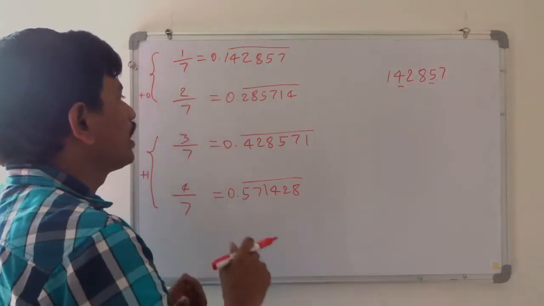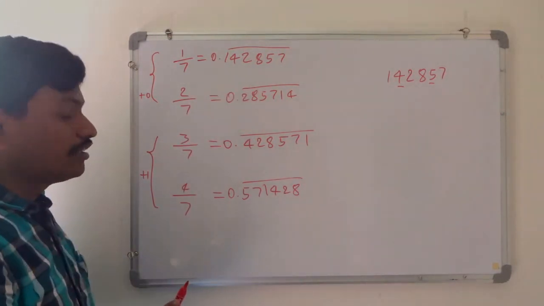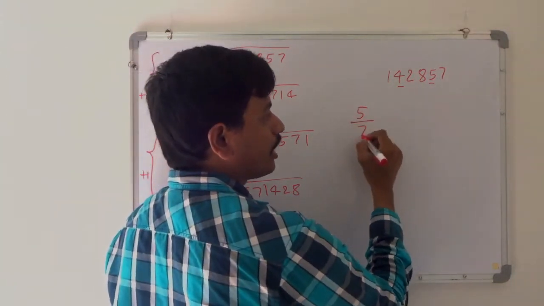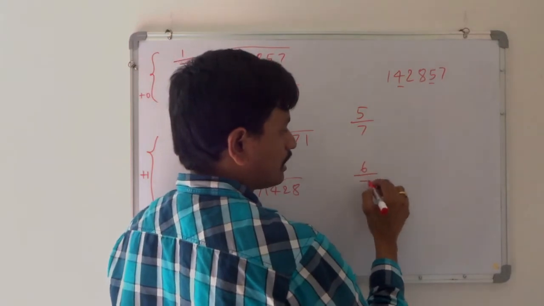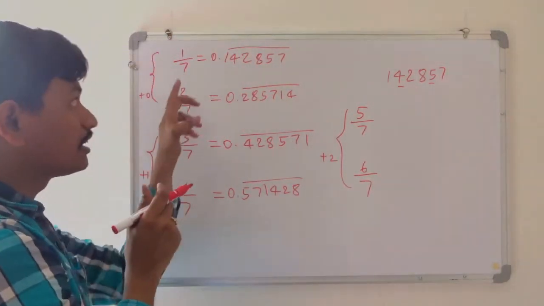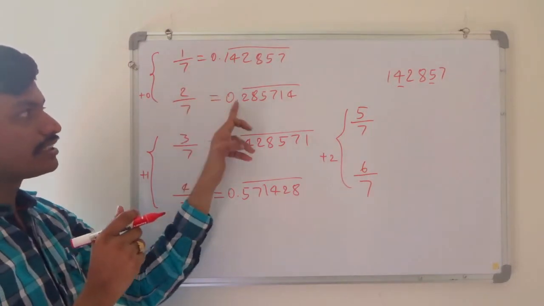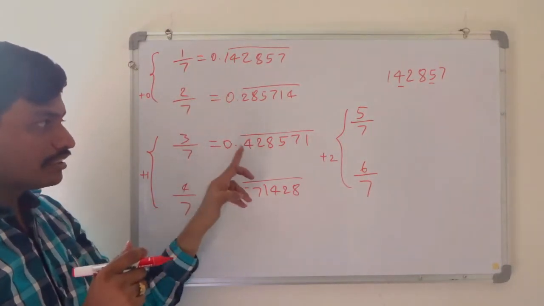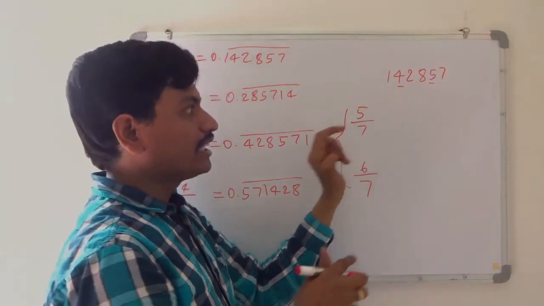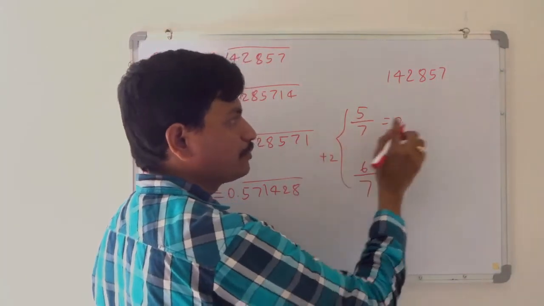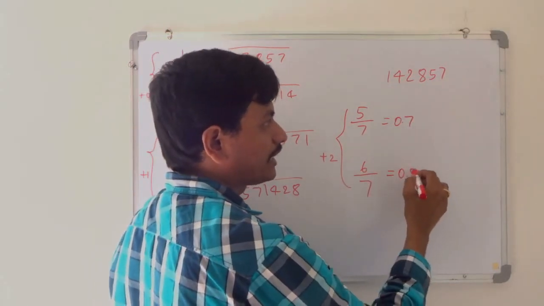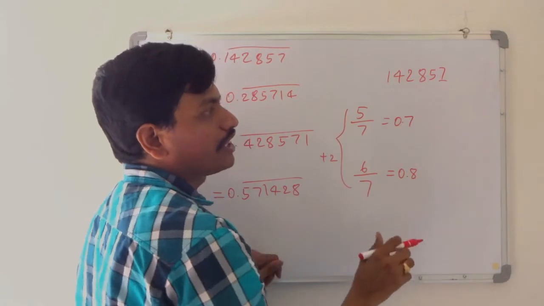Like this we can find for 1, 2, 3, 4, and 5, 6 are different. For 5 by 7 and 6 by 7, we have to add 2. Just remember, there is no need to add for 1 and 2, directly start with 1, directly start with 2. For 3 add 1, start with 4; 4 start with 5; and for 5 and 6, addition of 2. So 5 plus 2 is 7, and 6 plus 2 is 8. Start with 7. So what do we get?